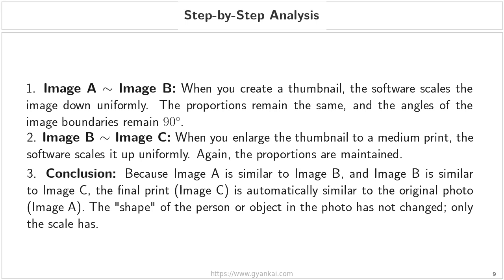Finally, let's look at our conclusion. By applying the transitive property of similarity that we studied earlier, we can see that because image A is similar to image B, and image B is similar to image C, the final print, which is image C, is automatically similar to the original photo, image A. If you look closely, you'll notice that the actual shape of the person or object in the photo hasn't changed at all. The only thing that has changed is the scale. This perfectly demonstrates how the property carries the relationship of similarity through the sequence.